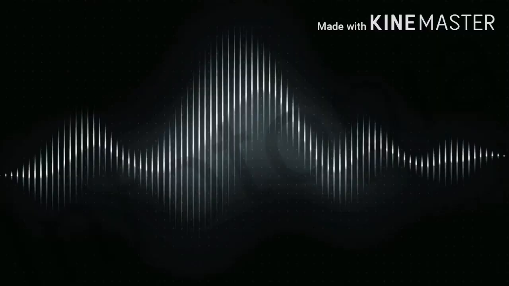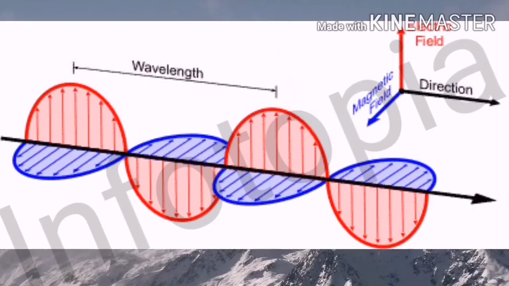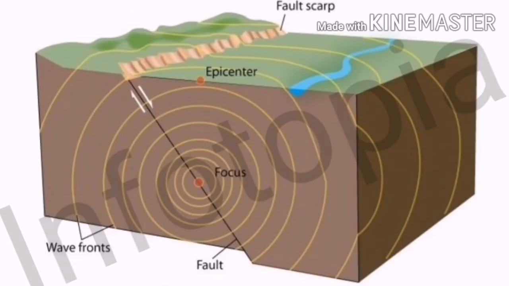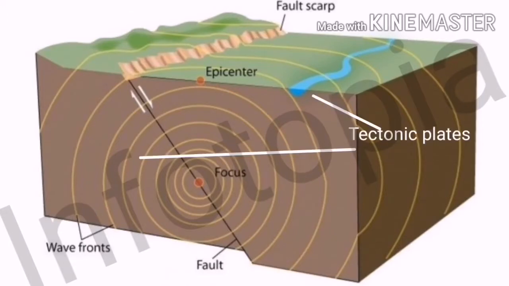Sound waves can be generated by pressuring the air around us, causing particles to vibrate. Electromagnetic waves are created by vibrating charges. And seismic waves are caused by the movement of tectonic plates, which causes earthquakes.